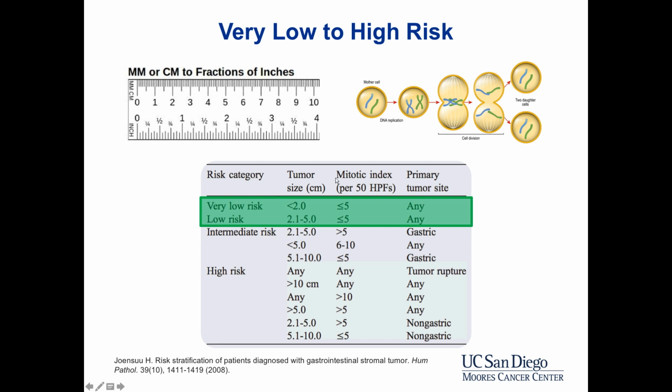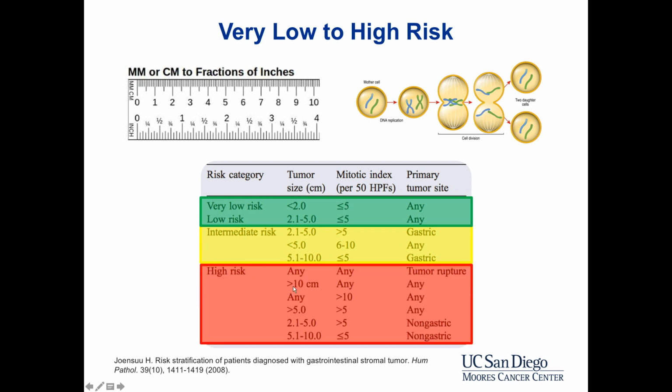As you can see here, the very low and low risk tumors tend to be very small tumors, less than 2 centimeters or less than 5 centimeters with low mitotic index, meaning the number of cell divisions per 50 high power fields. Intermediate risk tumors are those that are a little bit larger or those that have a higher mitotic index. And finally, the high risk tumors are those that are larger or have a high mitotic index or a combination of both. These are often the ones that are a little bit on the smaller side but have higher indices, or those that are outside of the stomach. Being outside the stomach is another risk factor for a little bit more aggressive biology.